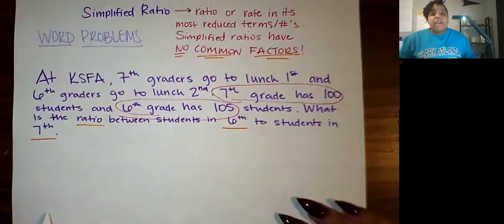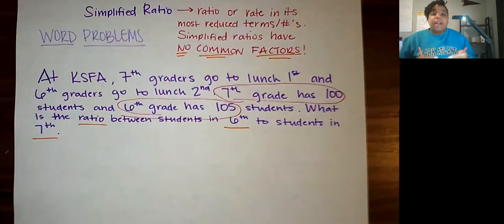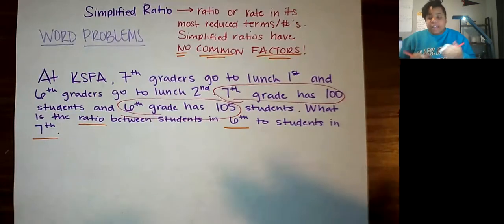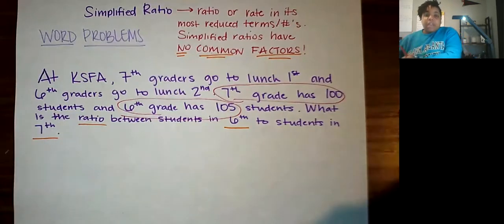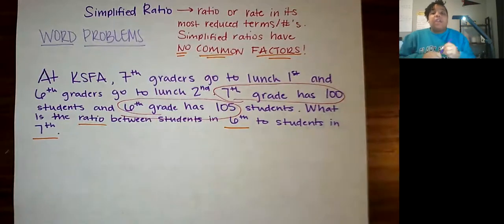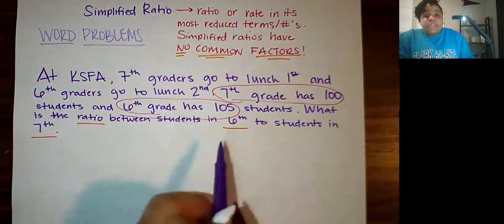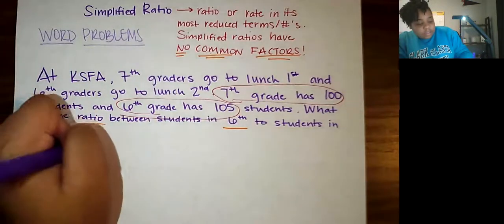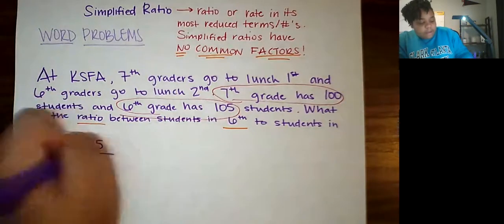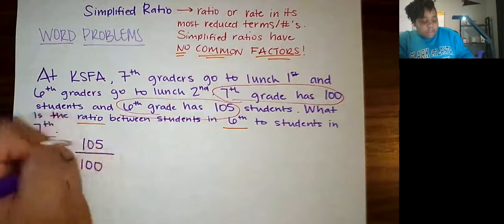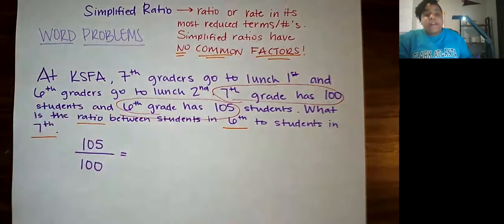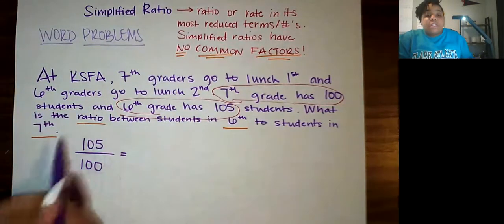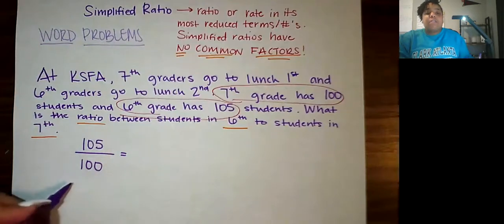So now I have all the information that I need to write out my ratio and get it in its most simplest terms. So we want to make sure that we write it in order. And I'm going to write it as a fraction so that it's easy for me to simplify. I'm looking for students in six to students in seven. So I'm going to write my ratio as 105 over 100. Again, because I want to write it in order, which is students in six to students in seven.